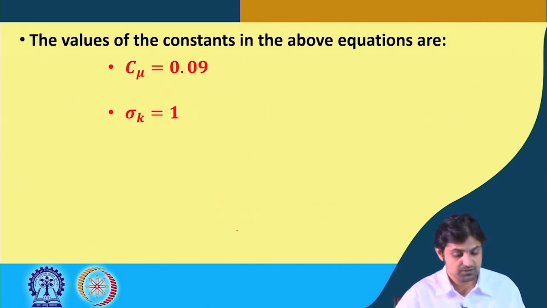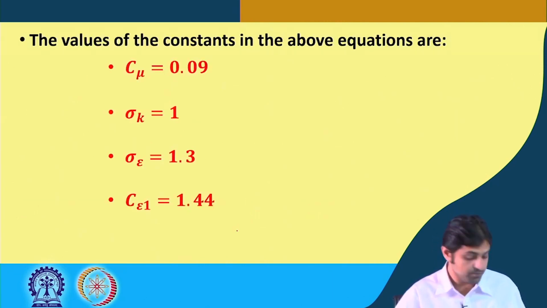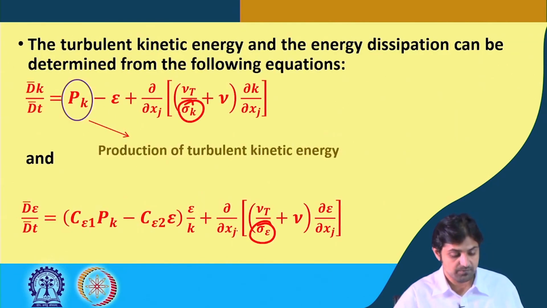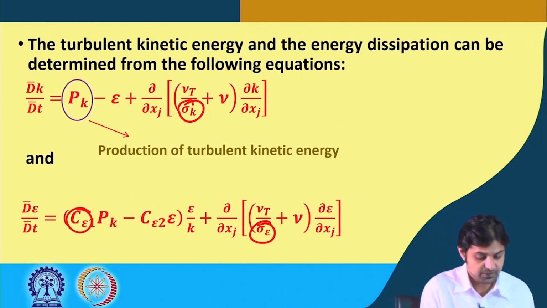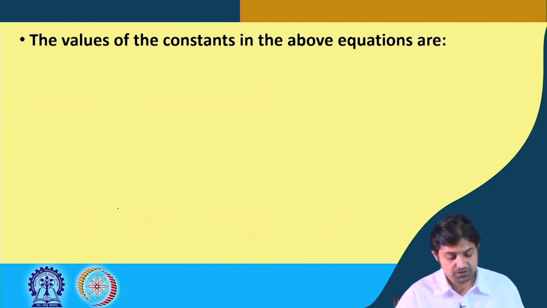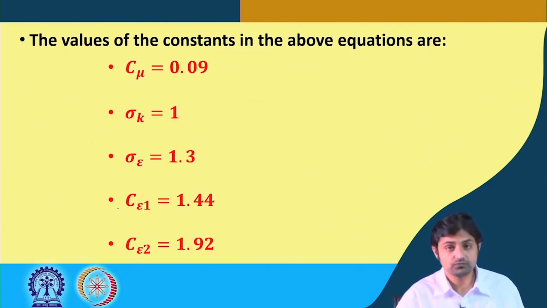So, there is sigma, there is C epsilon 1, there is C epsilon 2. Those things are already known. These are the values that we use. So, what we do is we solve the k and epsilon equations, use those equations to find the turbulent eddy viscosity nu t, put it into the Reynolds shear stress equation, and use it in the Reynolds averaged Navier-Stokes equation.